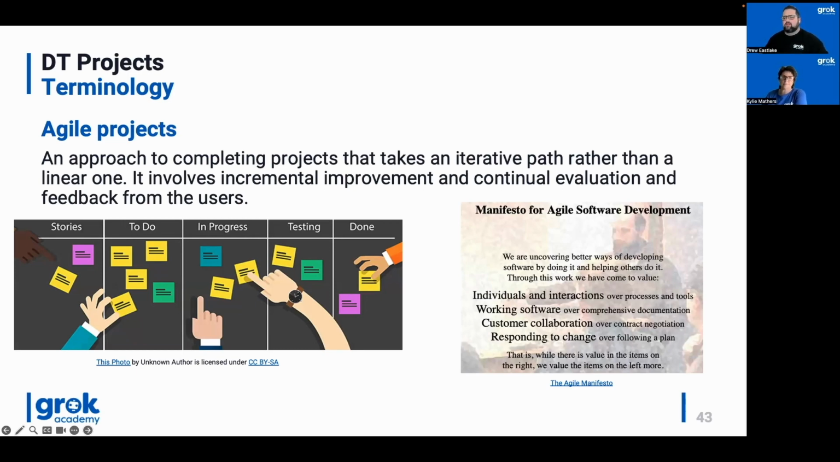And you can see it over on the side of the screen here. It says, we value these things over the other things. We value individuals and interactions over processes and tools. We value working software over comprehensive documentation. We value customer collaboration over contract negotiation. We value responding to change over following a plan. That's not to say that the ones on the right don't have their place, because they definitely do.